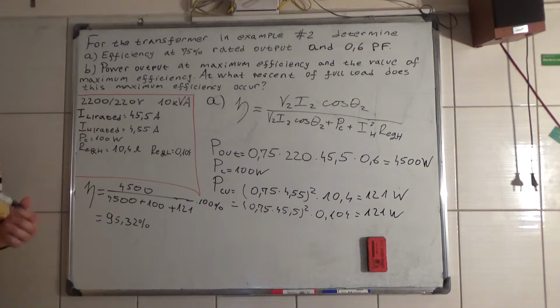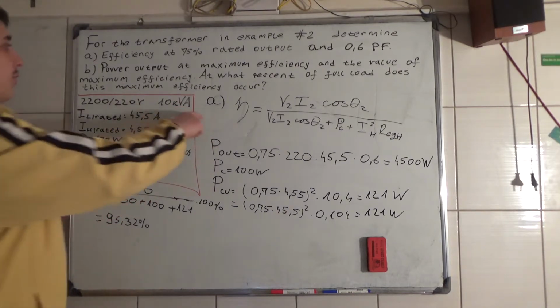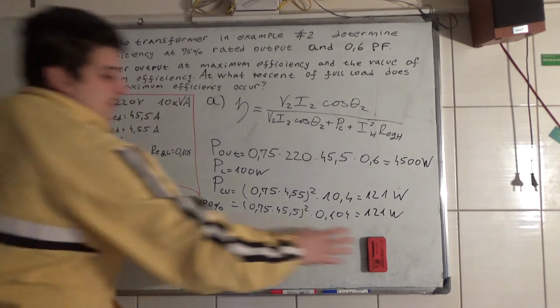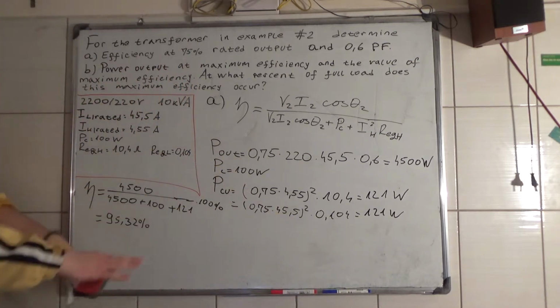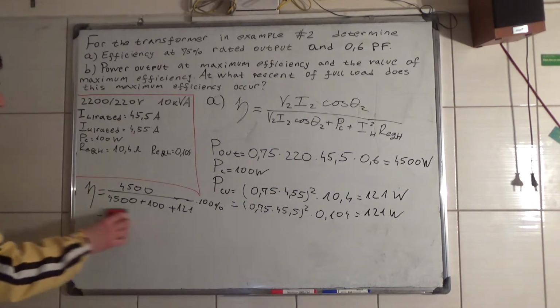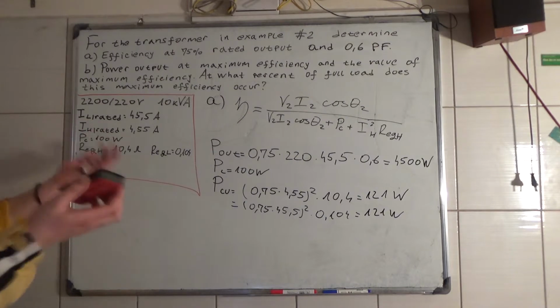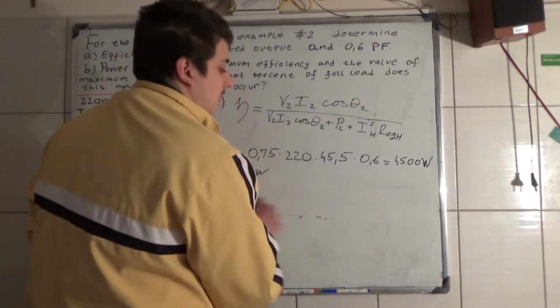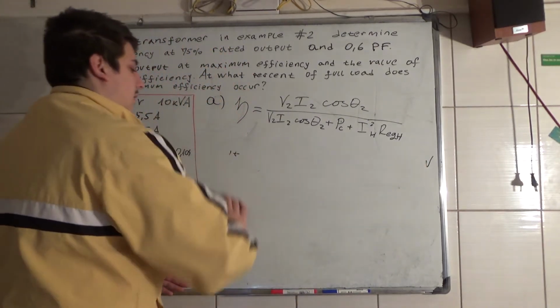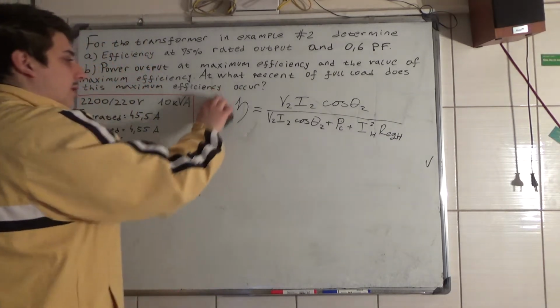Now, we want to find the maximum efficiency. I'm going to remove this, and we're going to do this for B. I hope you write all this down in your workbook. If you didn't copy all of it, just pause the video and copy all of it. And we're now going to do it for B.